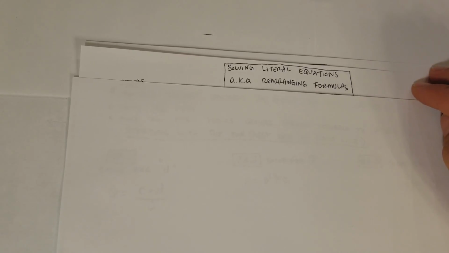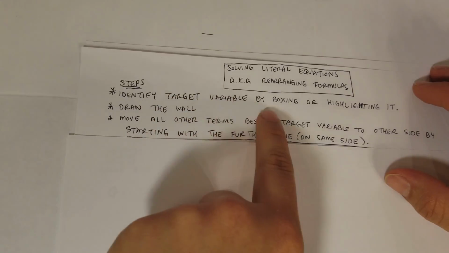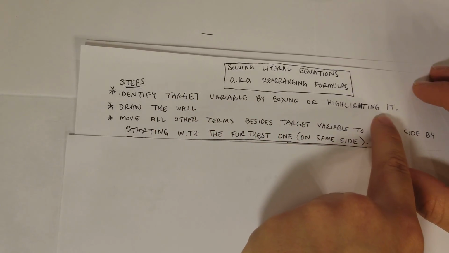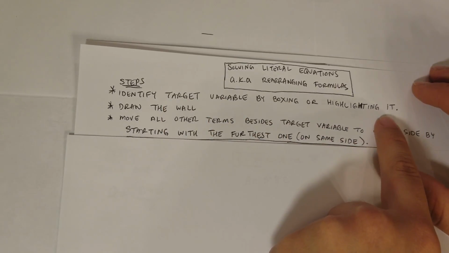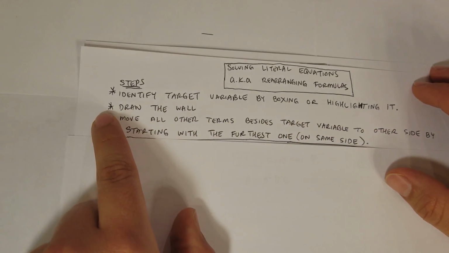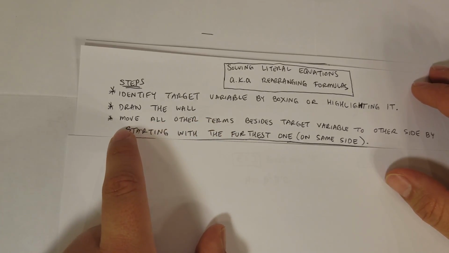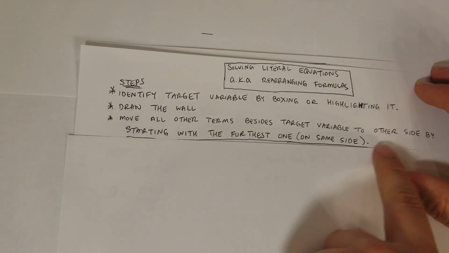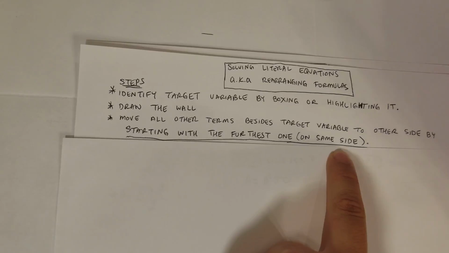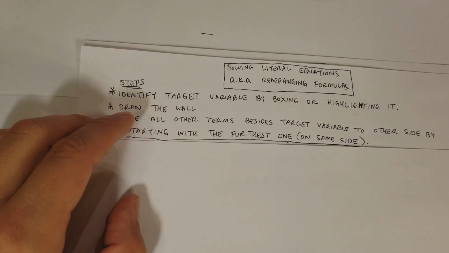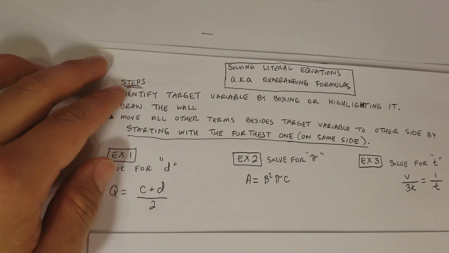So the steps to solve literal equations are the following. First, we have to identify the target variable by either boxing or highlighting it. If you don't have a highlighter, you can put a box around it, whatever you need to do to make sure that variable stands out. Next, you need to draw the wall, and then you want to move every other variable to the other side of the wall. You always want to start with the ones that are furthest away from the variable on the same side. That way you can move everything to the other side except for that target variable. I'll do some examples for you guys so you can see how to solve literal equations.